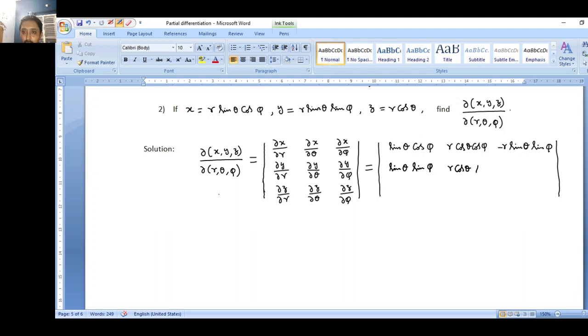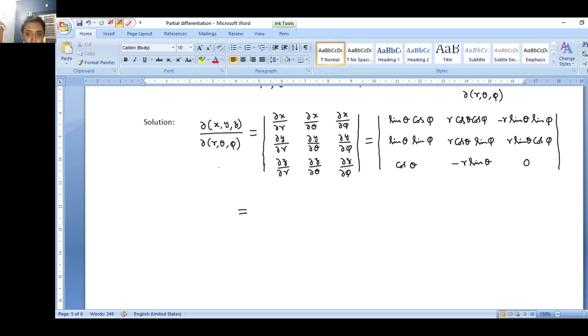As you can see here, there is an r common in the second column, and there is an r sin theta common in the third column. Other than these two, I do not think there is anything else common to take out. So the second column gives me an r common, and the third column gives me an r sin theta common. That will give me effectively r square sin theta. What is left in the determinant: the first column would be sin theta cos phi. The first column is not changed at all, so I simply write it down as it is: sin theta cos phi, sin theta sin phi, and cos theta.